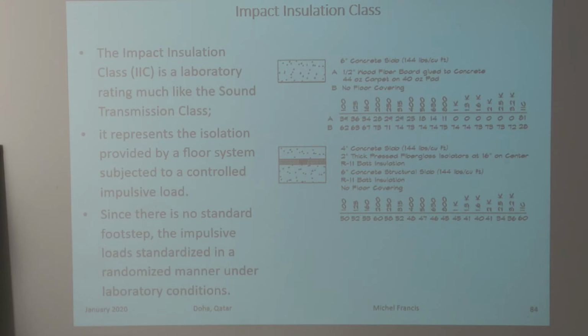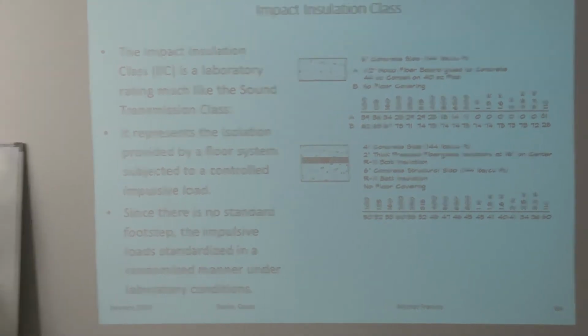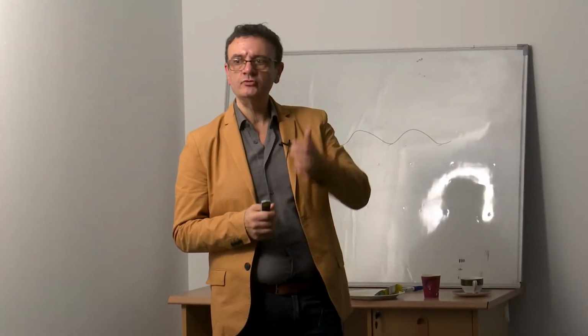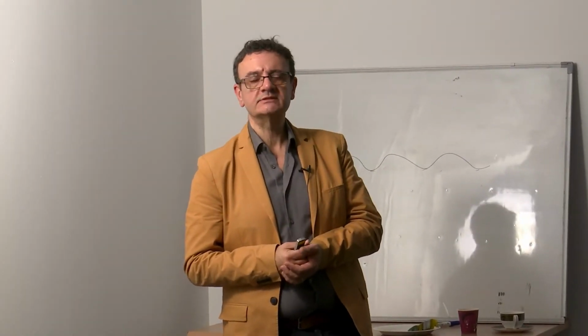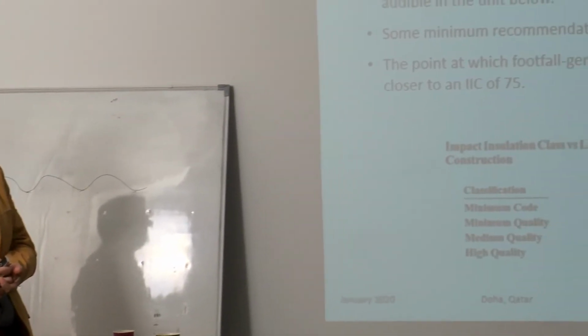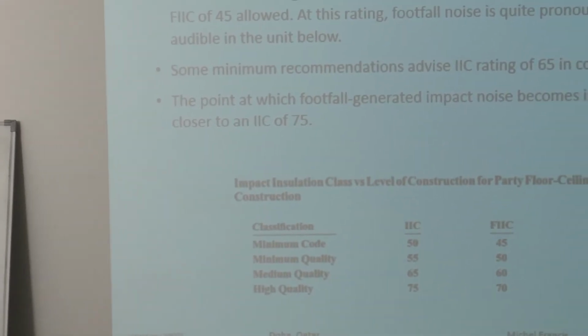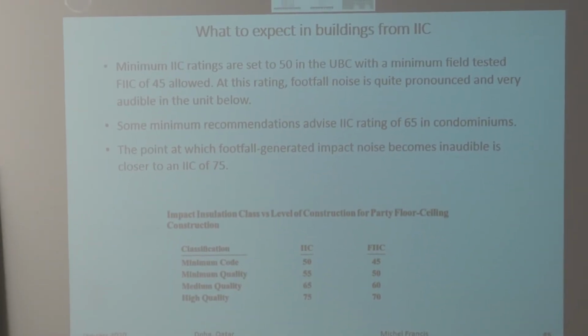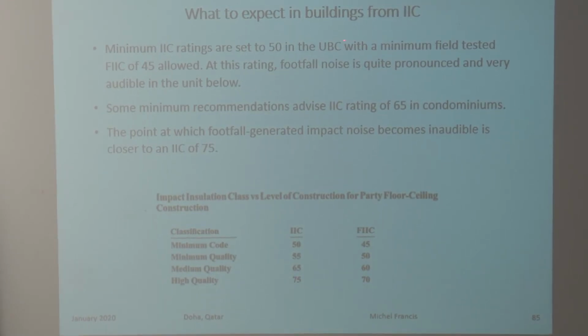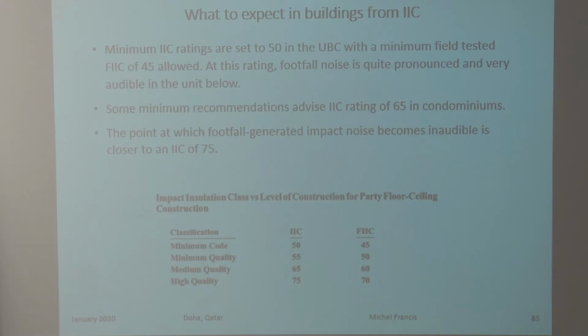All right? Clear? You can experience that when you have, for example, a floor above you with a lot of people moving, or in the case you have a roof floor basketball, that's going to cause something like that. So how do we standardize that? For the minimum, IIC is set to 50 in the UBC code, for example, and the field tested is 45, so 50 allowed by UBC, and FIIC, so field tested, is 45.